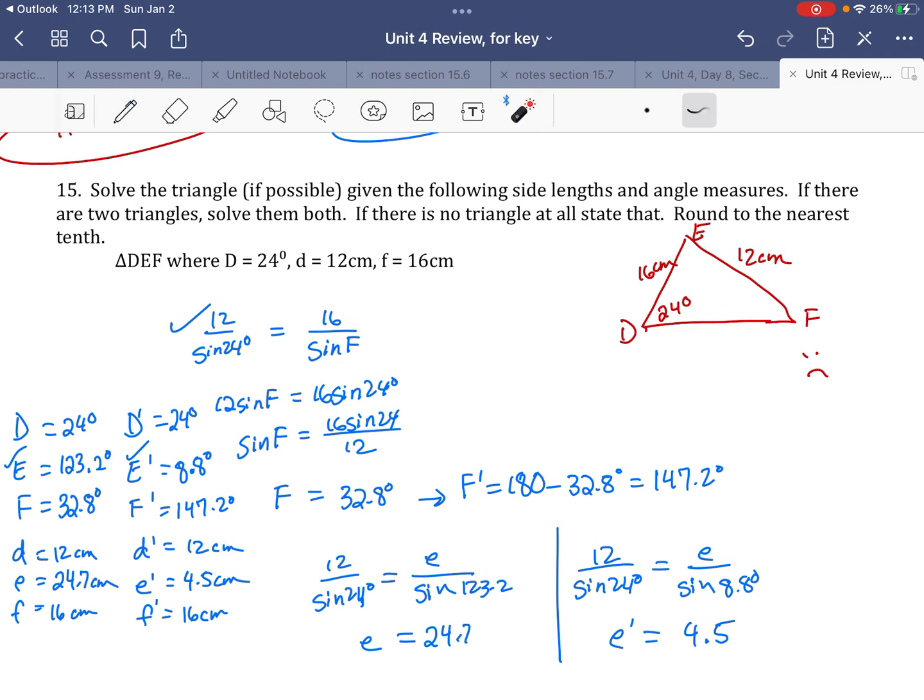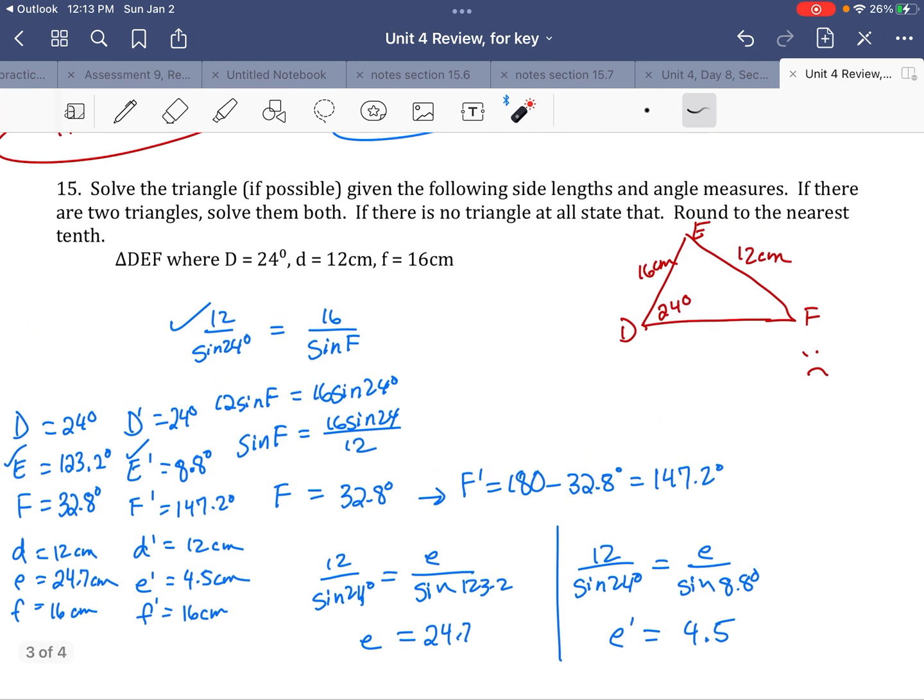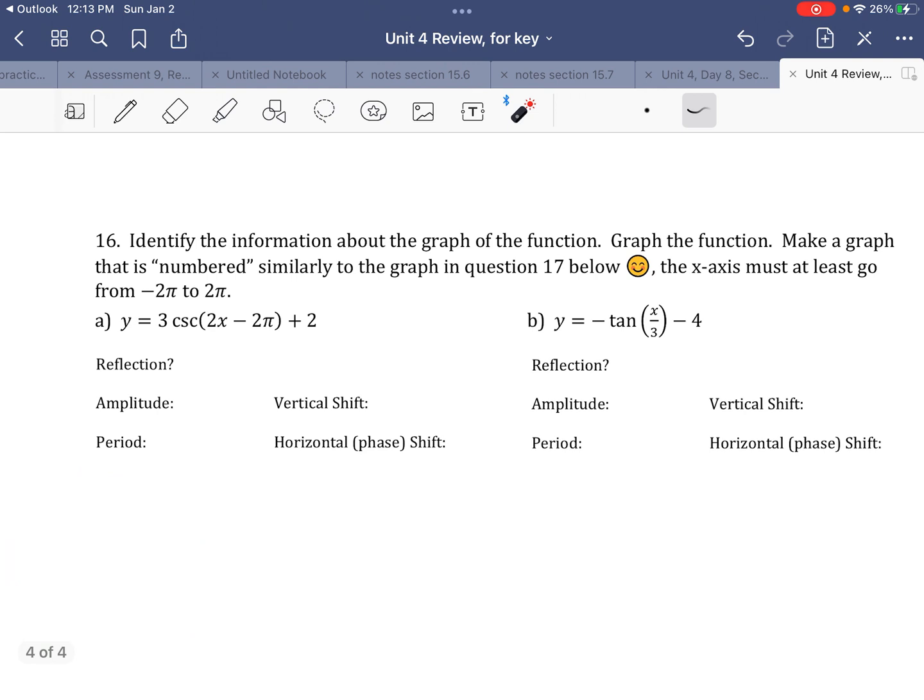All right, so remember what would have happened if you didn't have a triangle at all, this wouldn't have worked. You wouldn't have been able to get an answer. If you didn't have two triangles, that means that when you found this answer right here, this angle and this angle would have added up to more than 180, so you couldn't get a third angle. Okay, so if it happens, it happens. If not, it not.